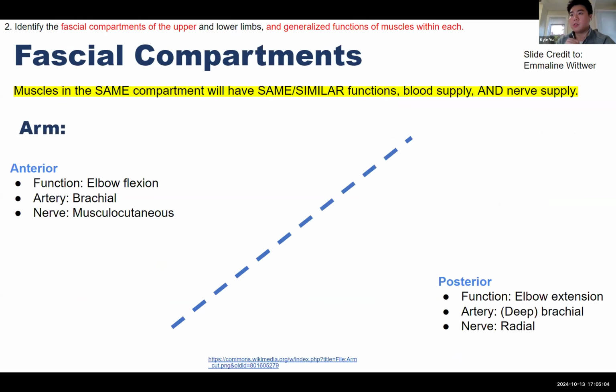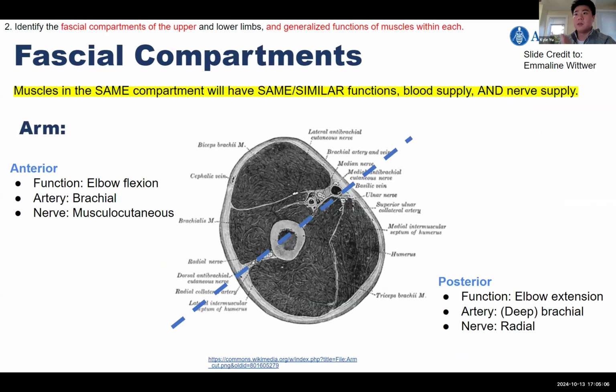And so to give the example of the arm, again, muscles in the same compartment will have either the same or very similar functions, as well as very similar blood supplies and nerve supplies. So when you're studying anatomy, gross anatomy is very complex, and there's a lot of facts that are out there. So allowing yourself to group these muscles into compartments can maybe make the process a little bit easier, and then build an understanding from there.